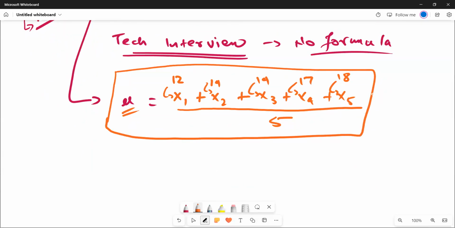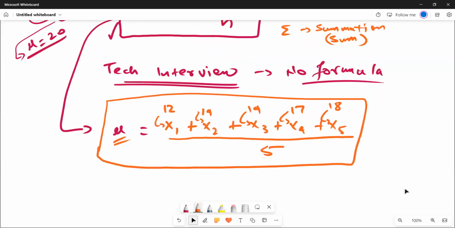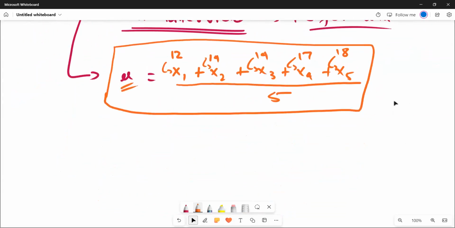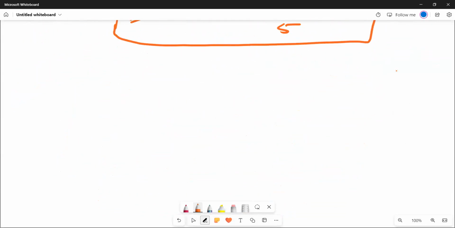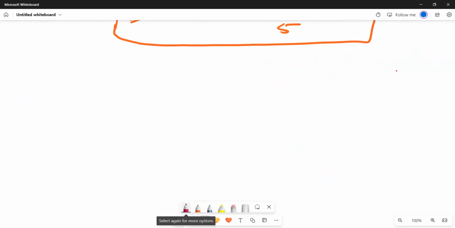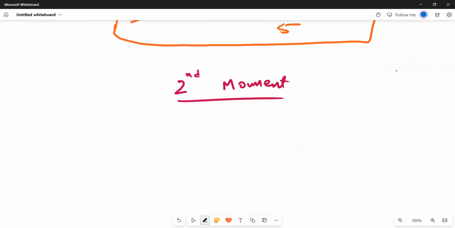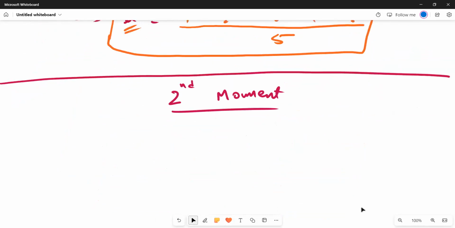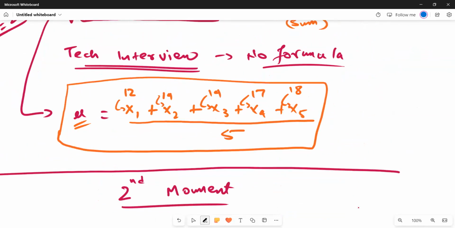All right. So this is referred to as the first moment, which is the mean of the data. Let's proceed ahead to discuss the second moment. Before we proceed, the first moment of the data basically gives you the average value.